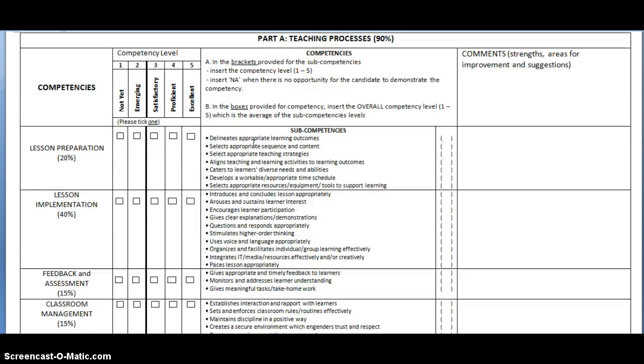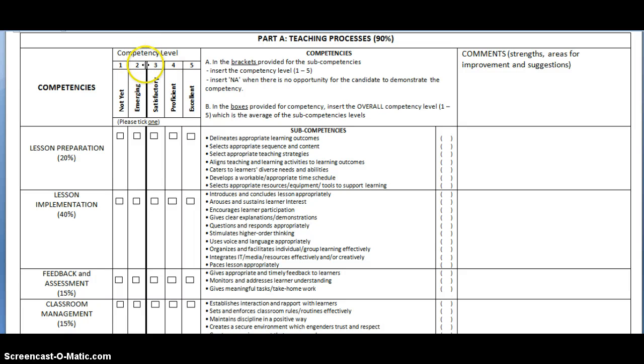Okay, alright, let's go through part A. We have two parts, part A and part B, so we'll look at part A first. This is the competency level. So we have level 1, which is not yet, level 2, which is emerging.